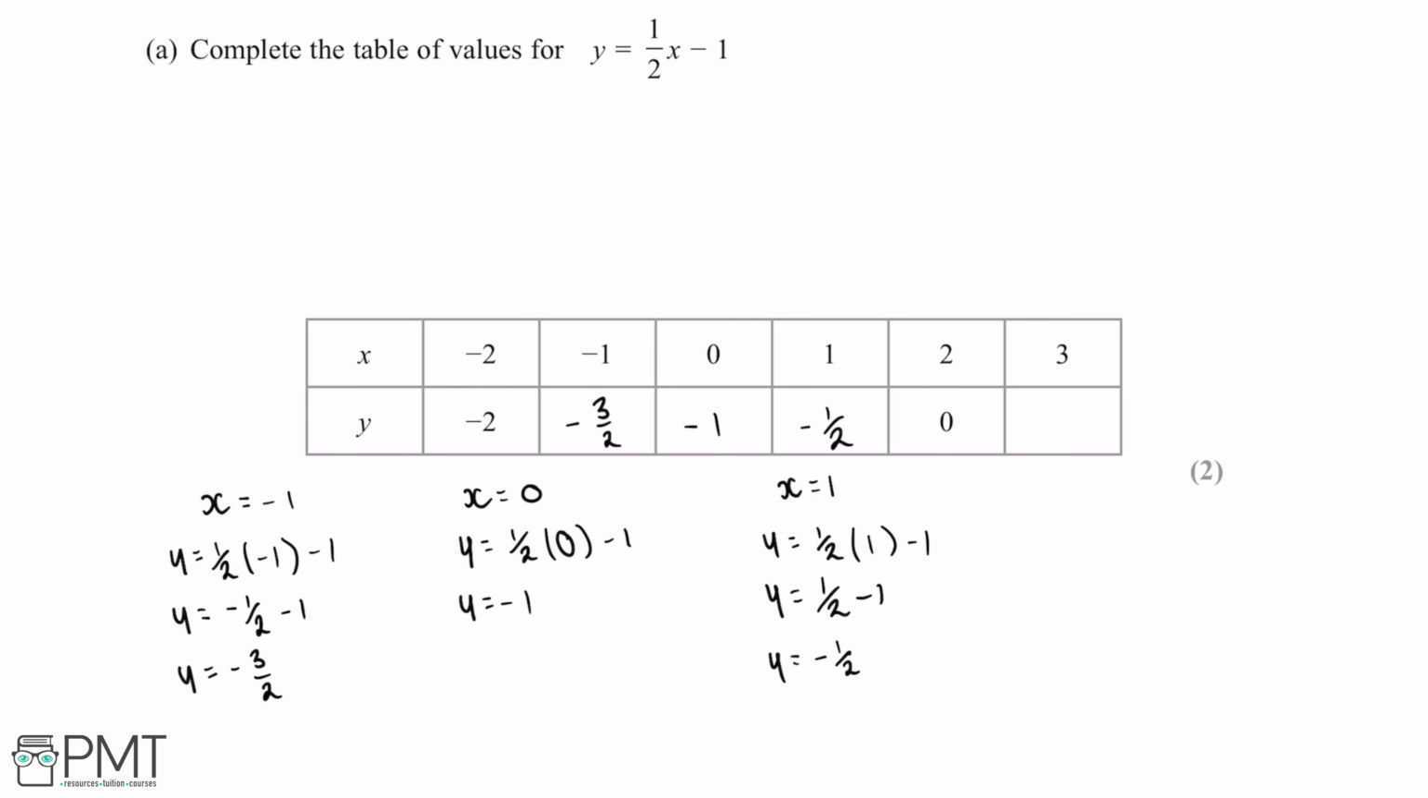And finally when x equals 3, y will be equal to a half multiplied by 3 minus 1. So a half multiplied by 3 is 3/2, and then 3/2 minus 1 tells us that y is equal to a half. Now this question's worth 2 marks, and you get both of these marks for correctly filling out the table.